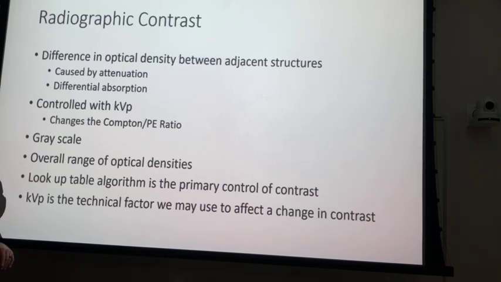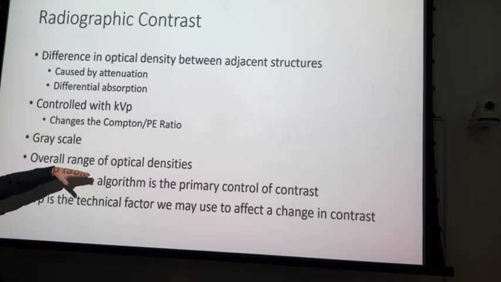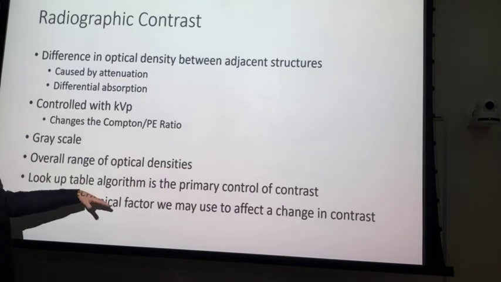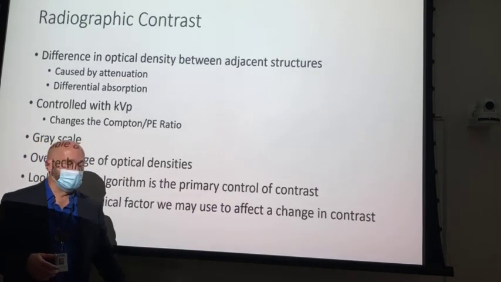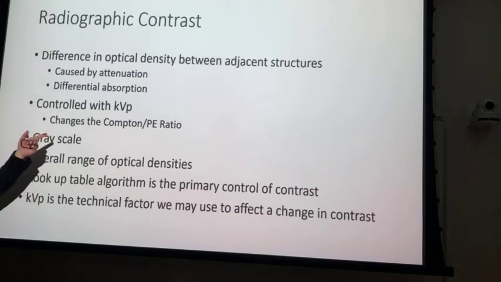I just lost the word, it'll come back to me here in a minute. So your contrast is overall the range of optical densities that you can see. And a lookup table applied to your algorithm is really what controls your contrast. kVp, again, is what we say we use to control contrast. It's a technical factor we use to control contrast.